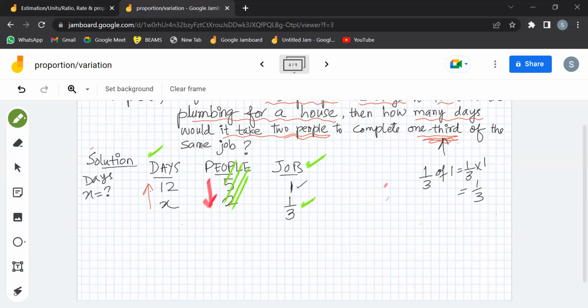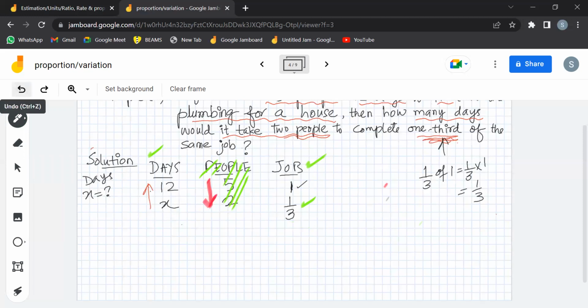And say we fix the number of people in this case. We are just ignoring this part. I'm just comparing first and the last. So for one job, 12 days are required. So for 1/3 of that same job, we need less number of days. So by decreasing one thing, the other is decreasing. So this is the case of the direct proportion. So the arrow is in the same direction.